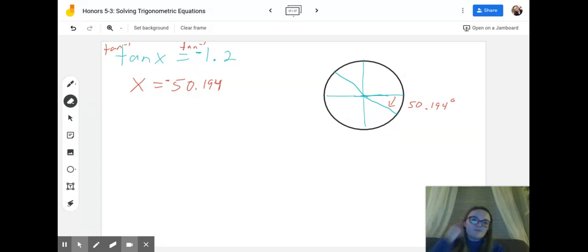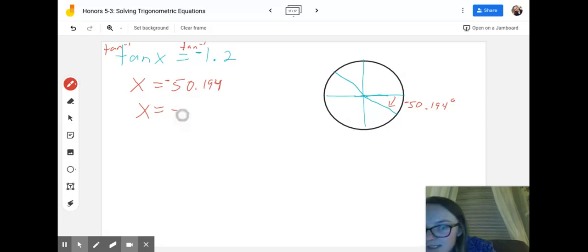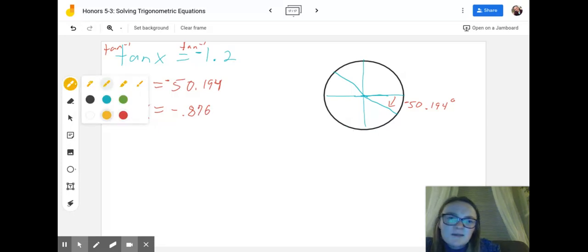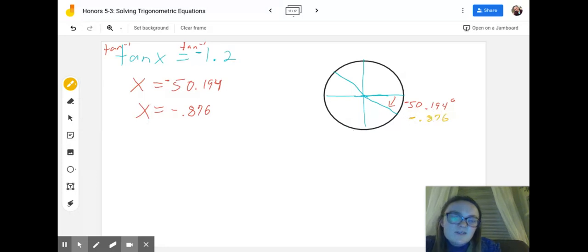So what I'm saying is that my first answer is going to be in the fourth quadrant. It's down here. And now I'll go ahead and also write it in radians, because oftentimes I'm going to ask you the answer in radians. So the answer here is also negative 0.876 in radians. I'll keep that in yellow, negative 0.876. So that's one of my answers.